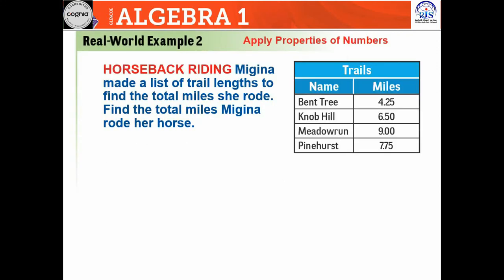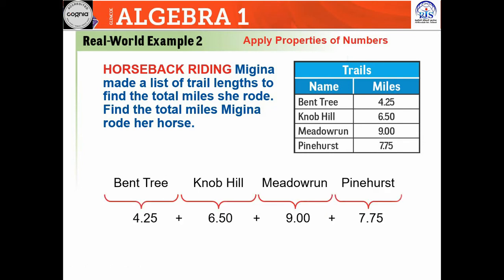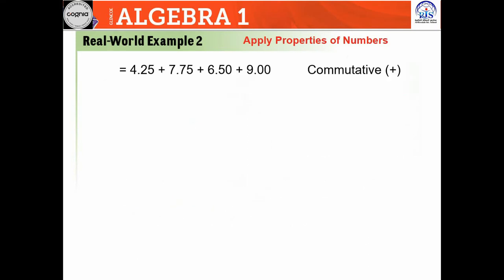Here I have problem solving. Megina made a list of trail lengths to find the total miles she rode. Find the total miles Megina rode her horse. Of course, what I am going to do is add all of these. 4.25 plus 6.50 plus 9 plus 7.75. But here, to make addition easier, I will change the order of the numbers. Like here, 4.25 plus 7.75 plus 6.50 plus 9.